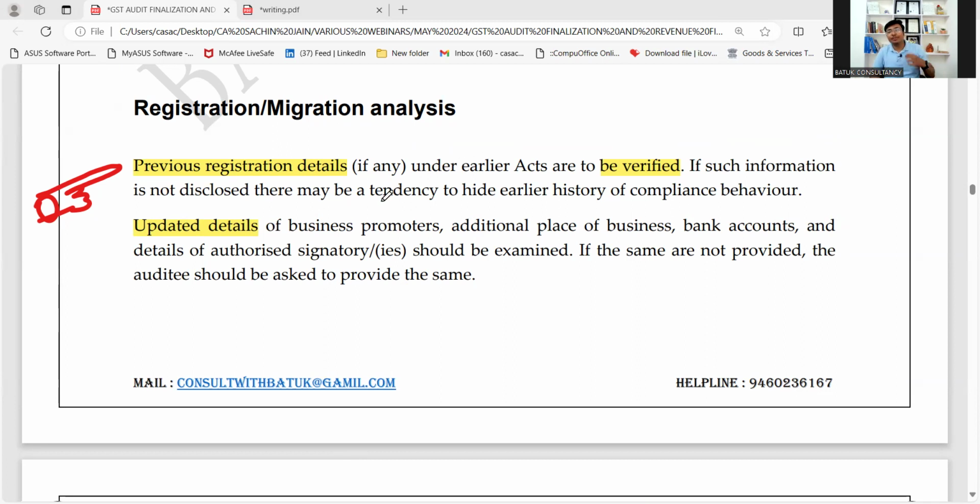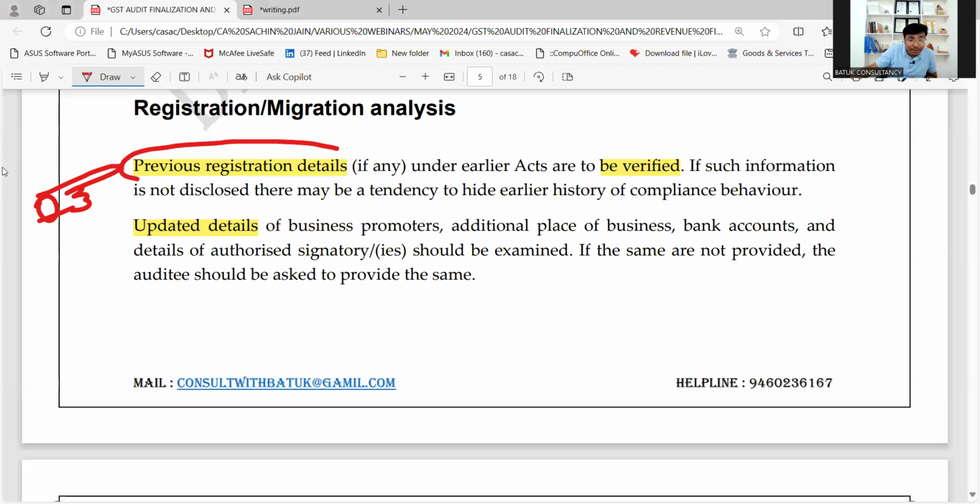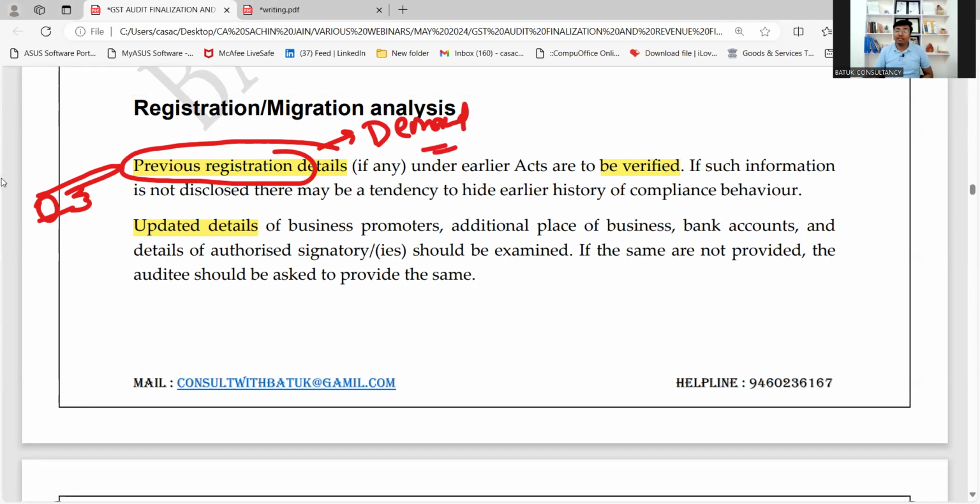Now, registration migration analysis. Suppose now this point is although not valid, okay, if you are doing the audit or if you are going to issue any notices for the last, that is financial year 17-18, in that case you have to check the previous registration details, whether there will be any demand on that particular account or not. We just need to ensure that particular type of thing.